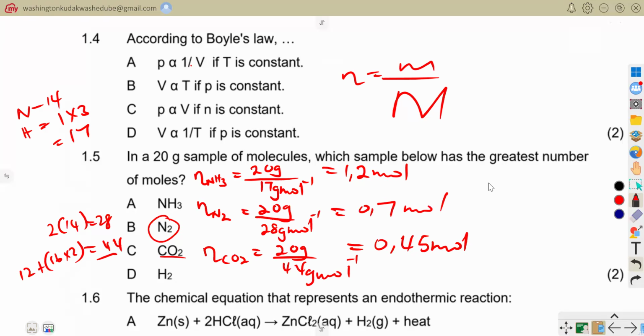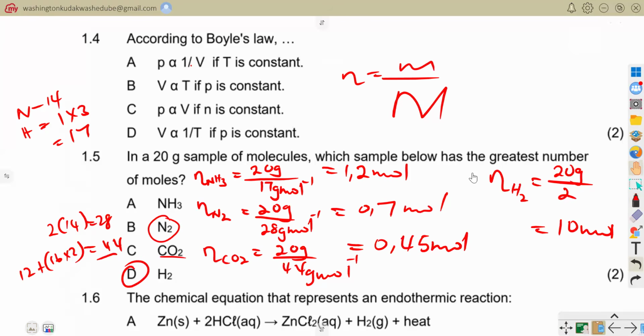And then you go to the number of moles of what? Of hydrogen. This was going to be equal to 20 grams divided by 2. So you divide by 2 there, it was going to give you 10 moles. So which one has got the greatest value there? You can see that 10 moles is greater than 1.2, which is greater than this one. So our hydrogen was going to have the greatest number of what? Of moles.